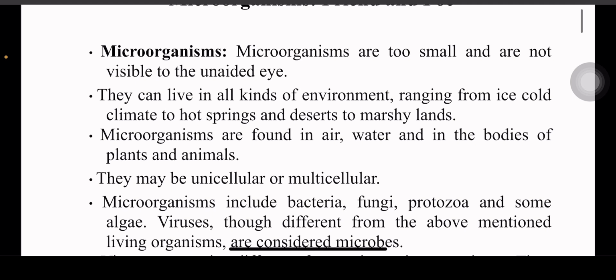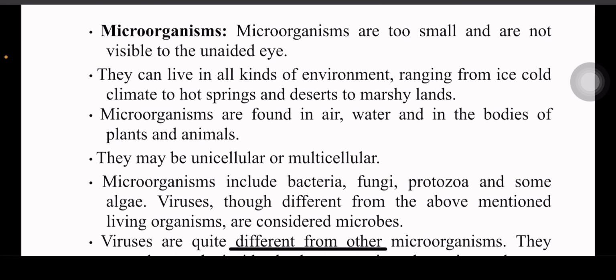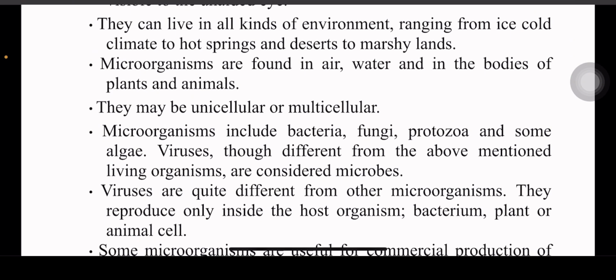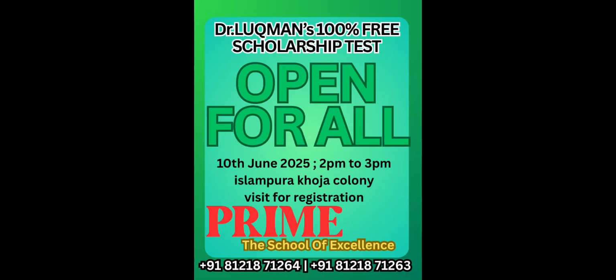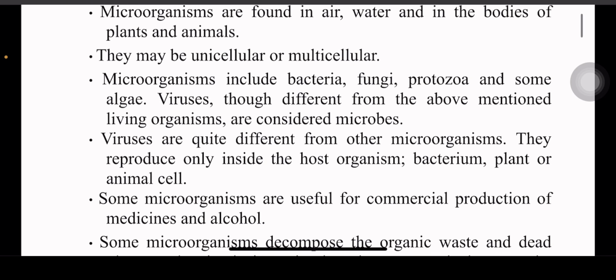Microorganisms. Microorganisms are too small and are not visible to the unaided eye. They can live in all kinds of environment, ranging from ice cold climate to hot springs and deserts to marshy lands. Microorganisms are found in air, water, and in the bodies of plants and animals. They may be unicellular or multicellular. Microorganisms include bacteria, fungi, protozoa, and some algae.